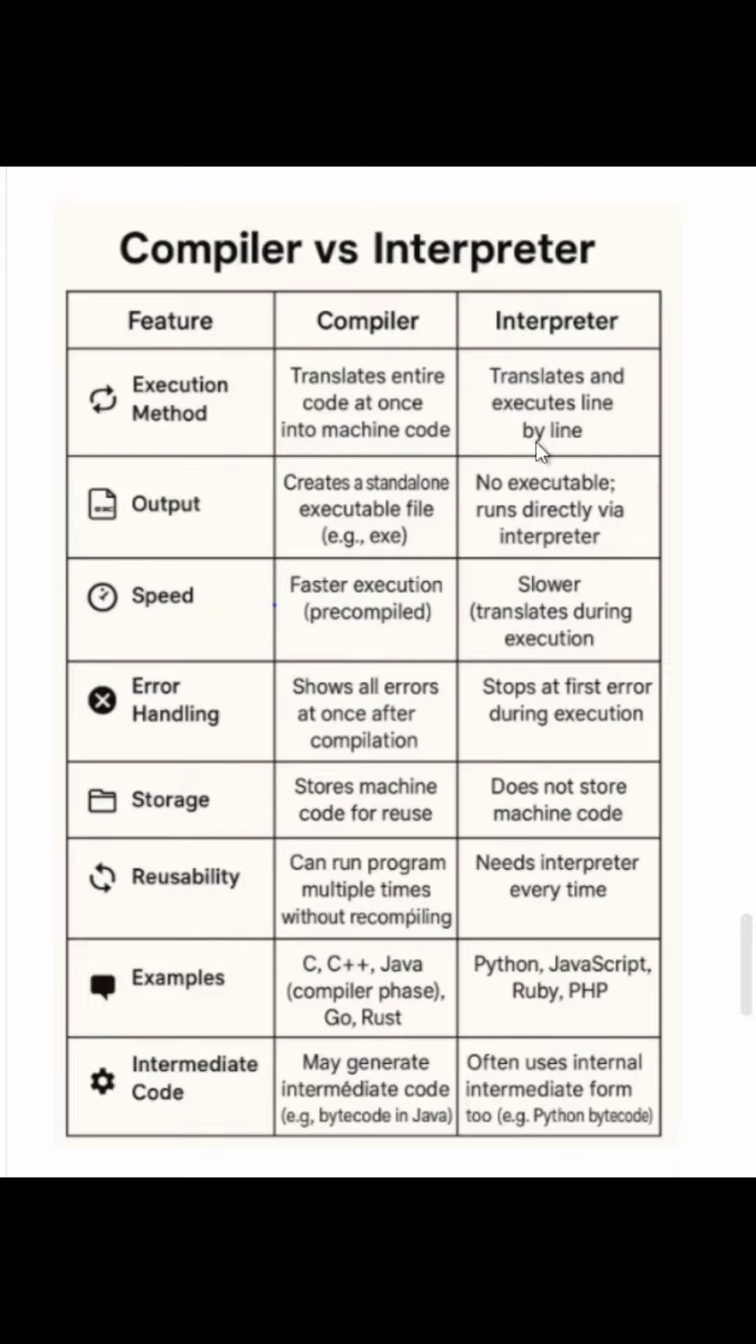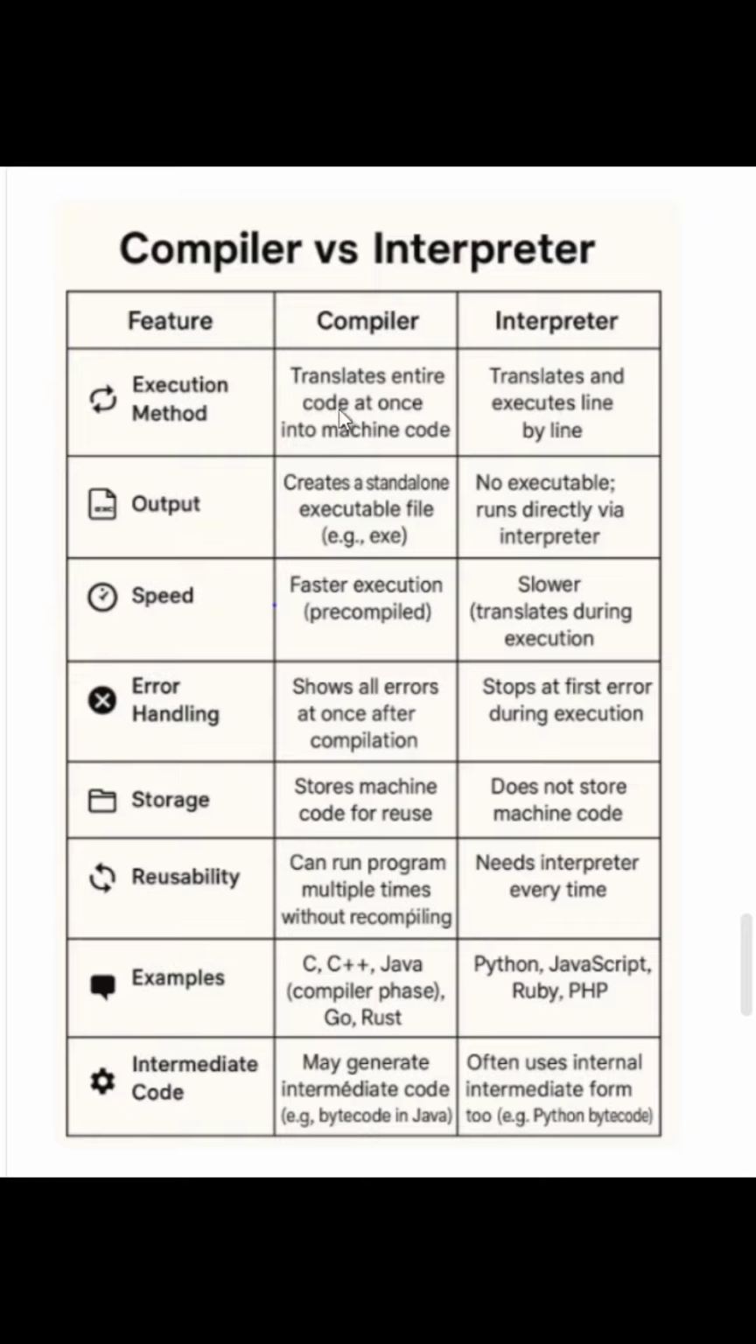We know that compiler and interpreter both are used to convert the high-level programming into machine code or low-level code. But what is the difference between this compiler and interpreter? So, one: execution method. When we compile a high-level code, it will translate the entire code into machine code at once. But an interpreter will translate line by line.